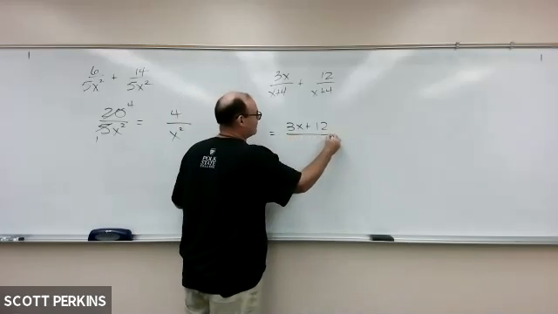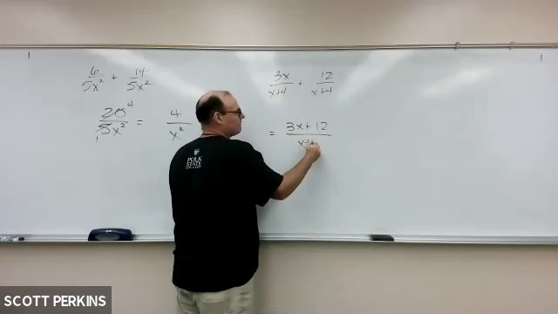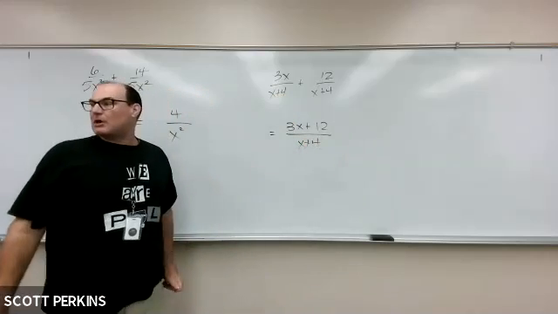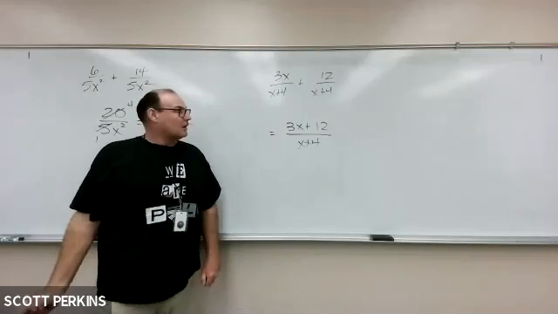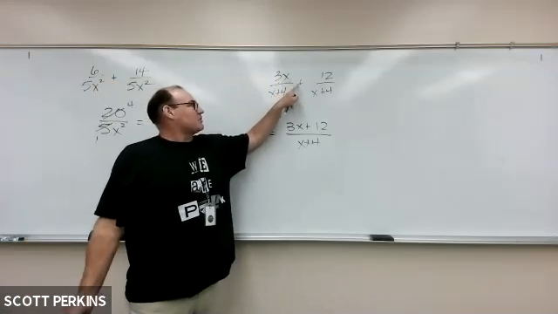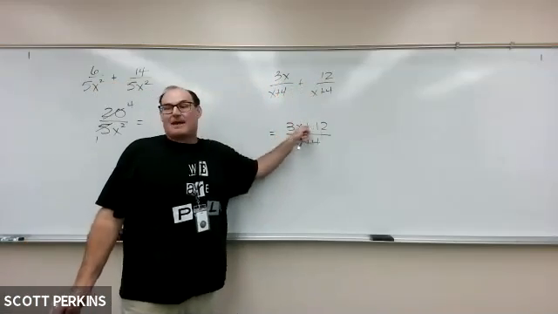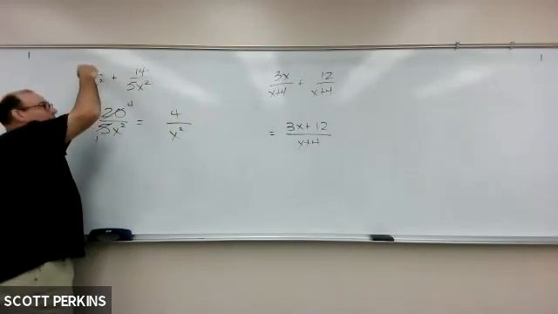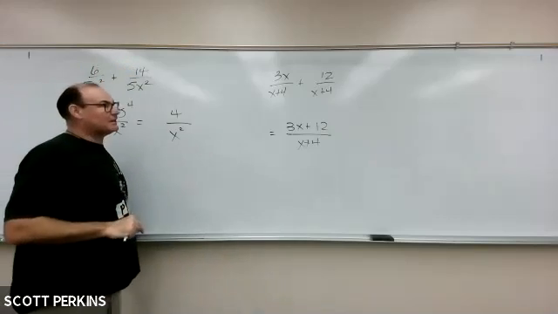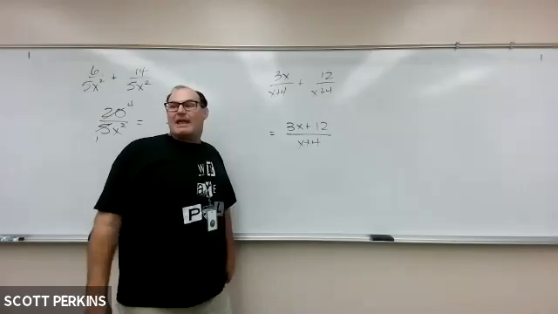In the denominator, my denominator is x plus 4. Okay, so if you didn't know what to do with the numerator, that's okay. We're learning here. So I just took my two numerators, I've added them like we did over here. The only difference is over here, these were like terms. I could add the 6 and the 14 and get 20. Here I can't. And now I'm going to reduce.